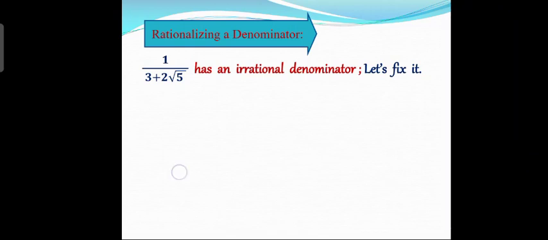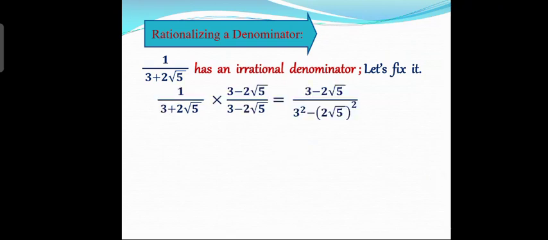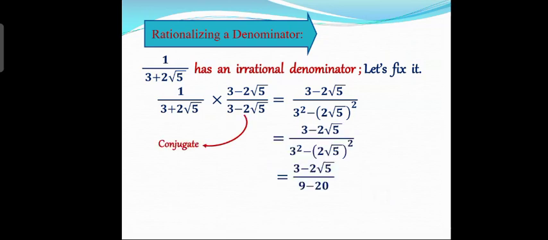Look here. 1 over 3 plus 2 times square root of 5. Its denominator is a binomial surd. It has an irrational denominator. Let's fix it. If we multiply this by 3 minus 2 times square root of 5 and divided by 3 minus 2 square root of 5, and definitely 3 minus 2 square root of 5 is its conjugate.